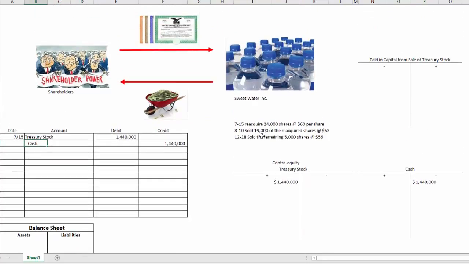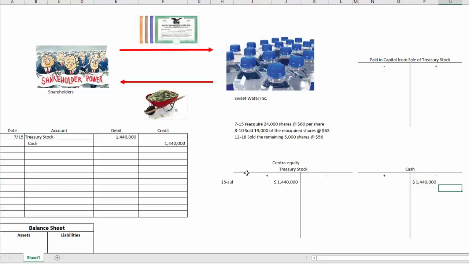But I wanted to show you what happens in a subsequent period when we go and sell the shares. Some of the shares, or we even sell all of them, right? And let me just put some dates next to these T accounts so we can keep these straight as the numbers start to populate the accounts here.